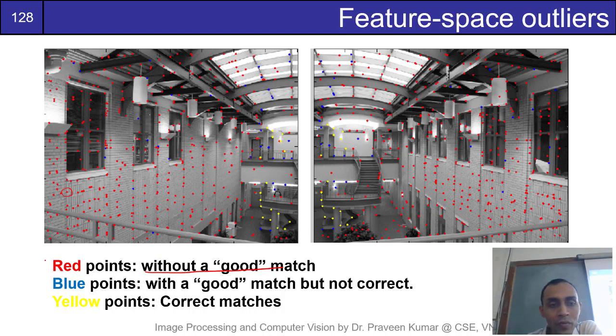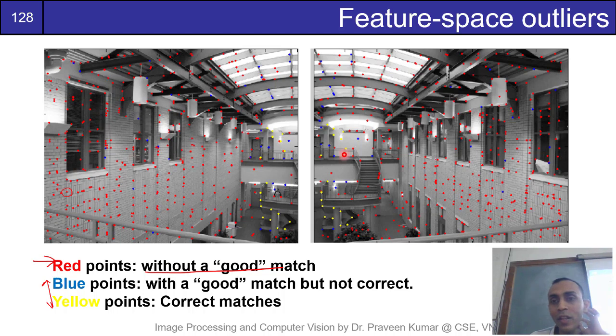So of course we need not worry about the red ones, because most probably we'll try to get rid of these things by using a good detector. But to distinguish between blue and yellow, meaning the ones which are still good matches, we may still end up matching wrong ones, which is possible.